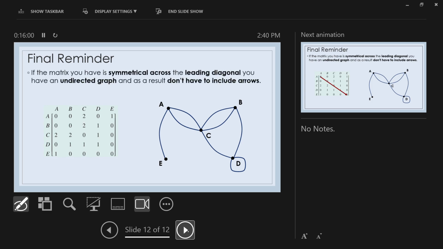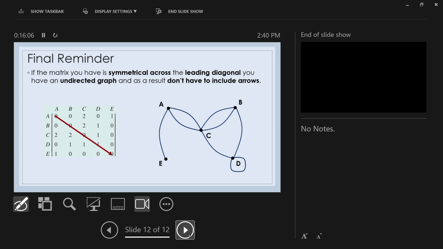Last slide. Symmetry across the leading diagonal indicates it's undirected. Okay, you don't have to include arrows. If there is in fact a number on the leading diagonal, as a last note, it indicates there is in fact a loop. You can see that loop here, which is one thing we didn't mention. Perfect. That is it. Good luck. Give the exercise a go.